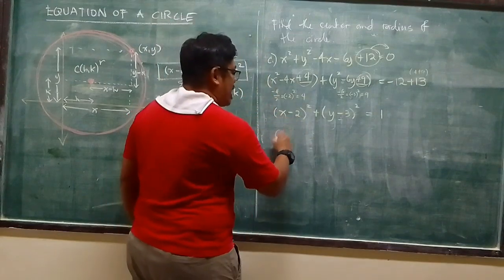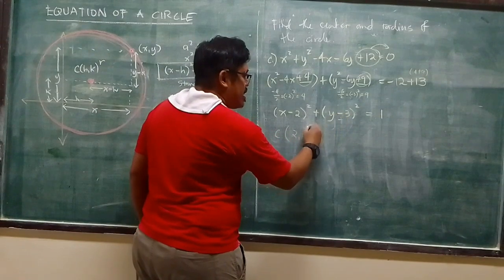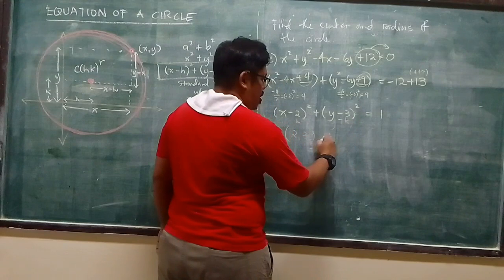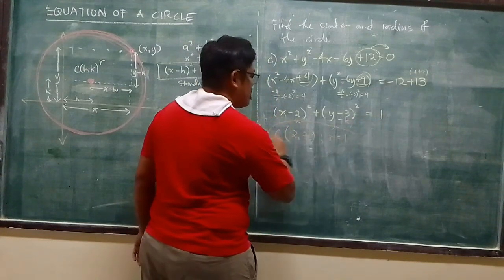From there, makikita na natin yung center. Center, 2, 3, ito yung h, ito yung k. And then, for your radius, square root of 1 din naman.